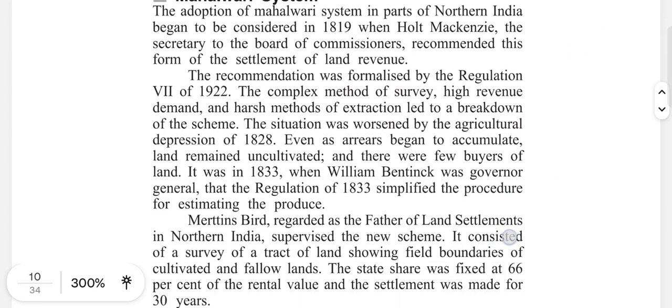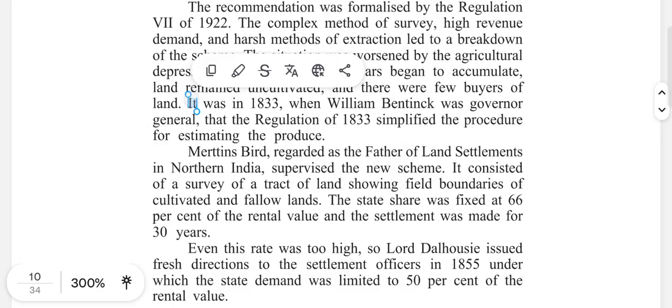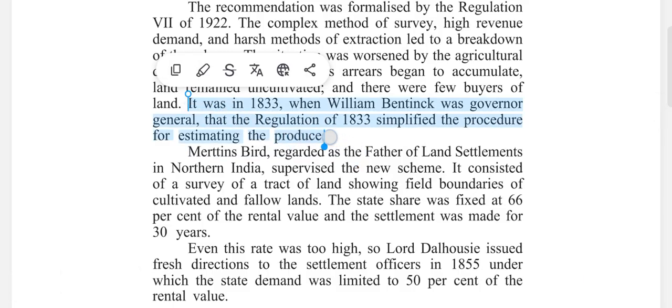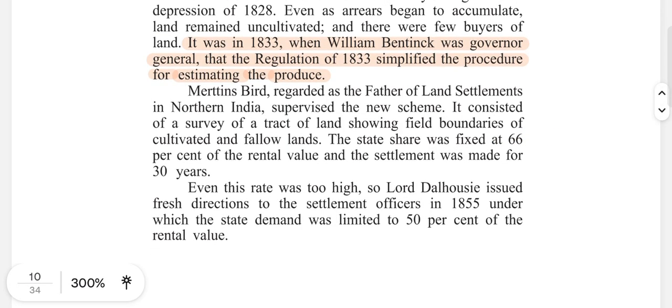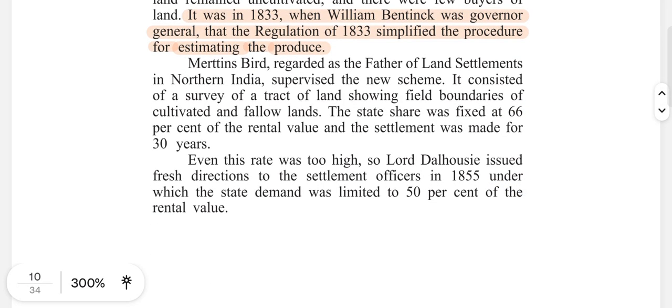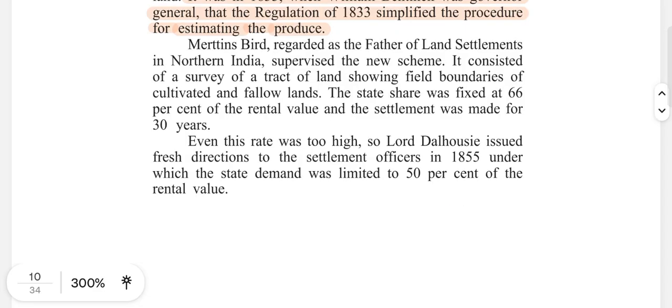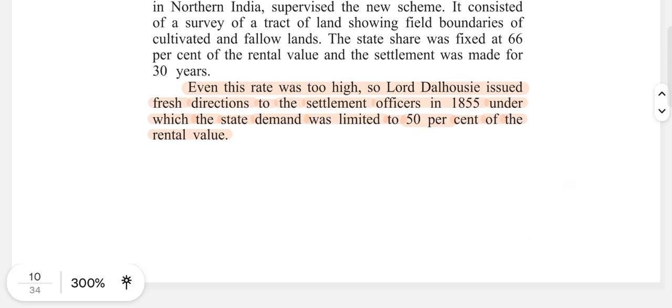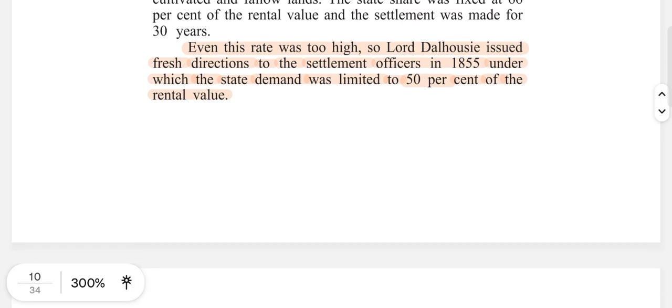It was in 1833, when William Bentinck was Governor-General, that the regulation of 1833 simplified the procedure for estimating the produce. Martin Bird, regarded as the father of land settlements in northern India, supervised the new scheme. It consisted of a survey of each estate showing field boundaries of cultivated and fallow lands. The state share was fixed at 66% of the rental value, and the settlement was made for 30 years. Even this rate was too high, so Lord Dalhousie issued fresh directions to the settlement officers in 1855, under which the state demand was limited to 50% of the rental value.